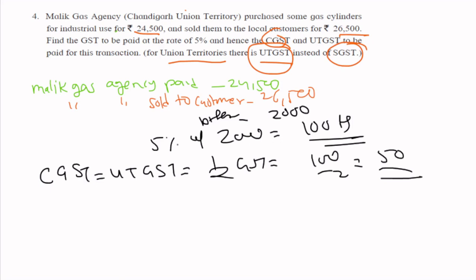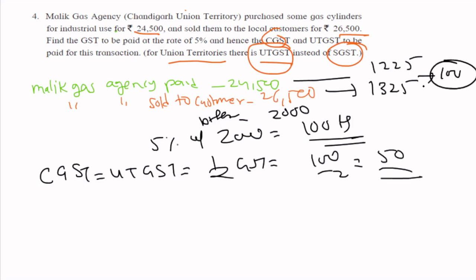There is another way to calculate the same thing. Here we found the difference and calculated 5% of it. Similarly, you can calculate 5% of 26,500, that will be 1325, and 5% of 24,500, 1225. Again, you have to find the difference. Same thing, 100 rupees will come. Either you can do it this way, or that way. So both ways are applicable and you will get the same answer. I hope you have no doubts and you can solve the same question in another way also. Let's move to the next question.